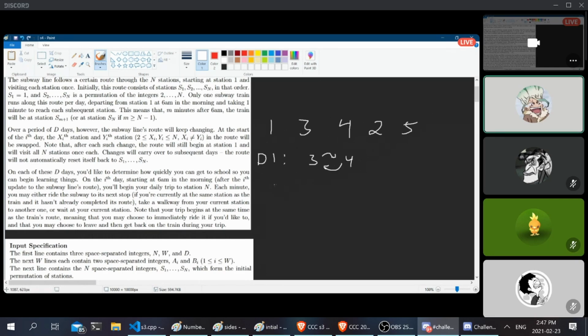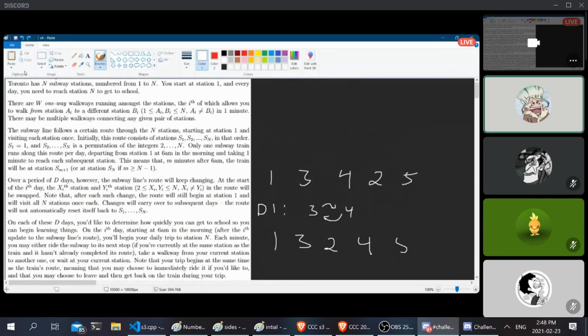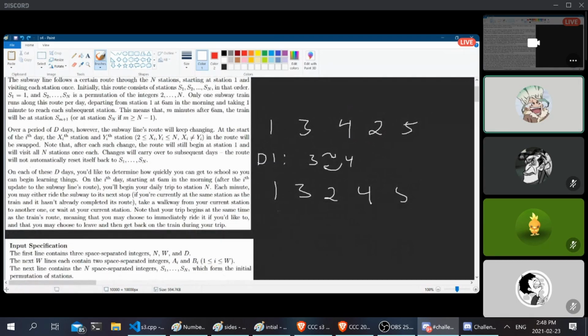Well, then on day 1, the route will become 1, 3, 2, 4, 5, because the 3rd station, I'll use a different color, the 3rd station and the 4th station got swapped. And then now we have this new route that we can take to get to school. And pretty much the goal of this problem is, given all the stations and all the walkways between the stations, and given the subway routes for each day, we want to find the minimum number of minutes that it takes for each day.